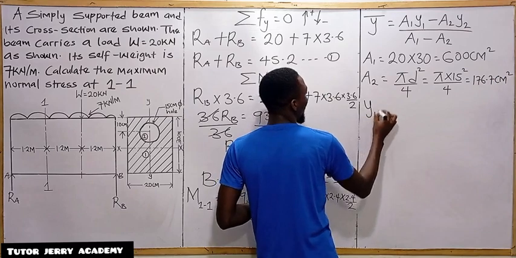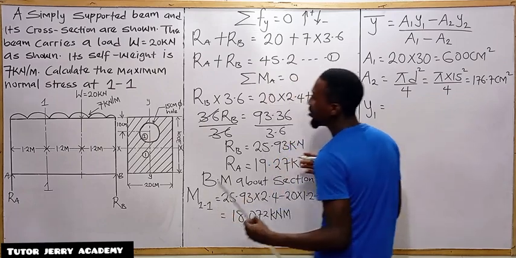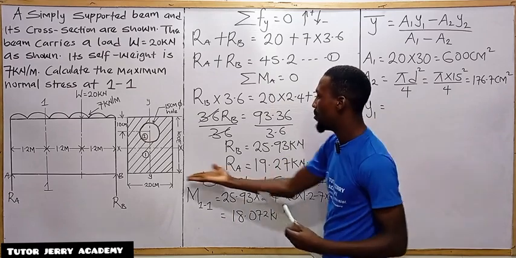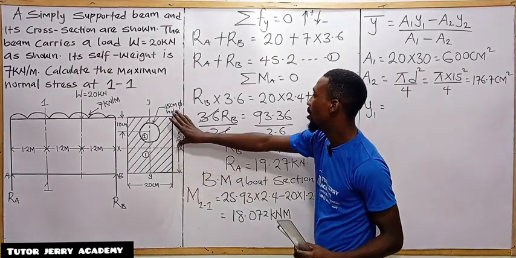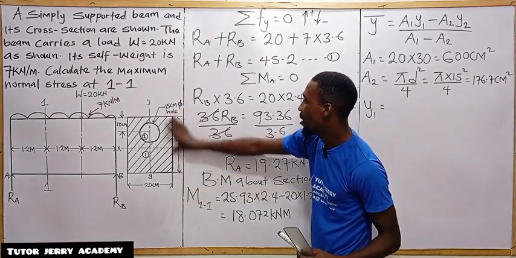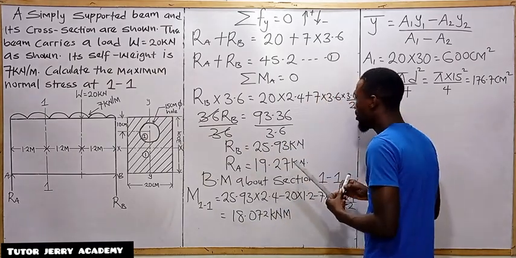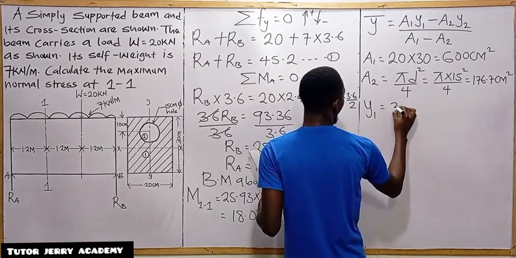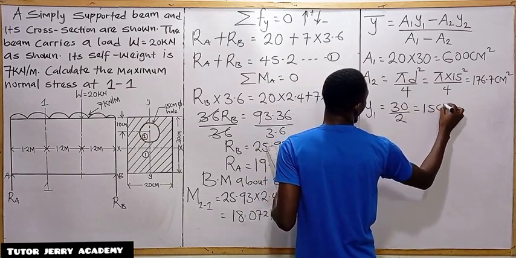So the next thing is to calculate our y1. Our y1 is going to be the center of gravity of A1 from the bottom face, that is from this point, and this is our rectangle, right? So let's calculate the center of gravity there. So it's going to be, the total distance is 30, so it's going to be 30 divided by 2. So this is going to be 15 centimeter.